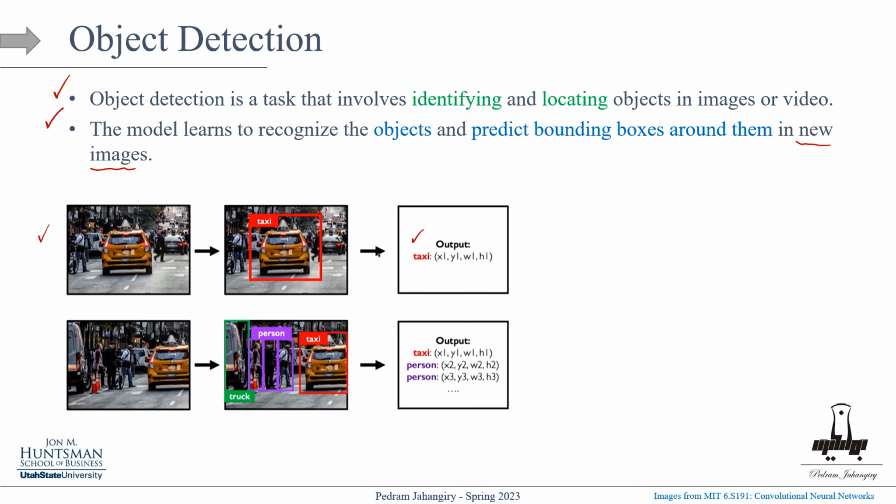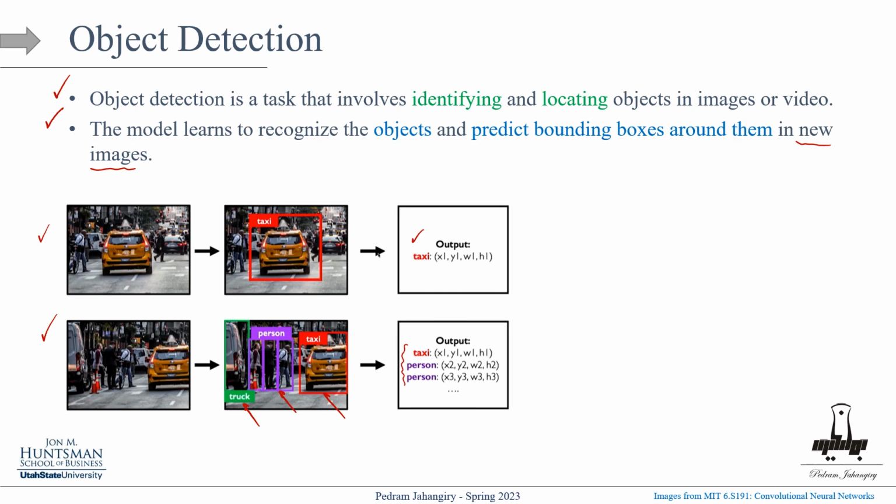But what if you want to identify multiple objects? We want to identify persons, we want to identify people, we want to identify trucks. As you can see, now we're dealing with multiple objects with multiple dimensions. And hopefully you're starting to appreciate that this is not an easy task.